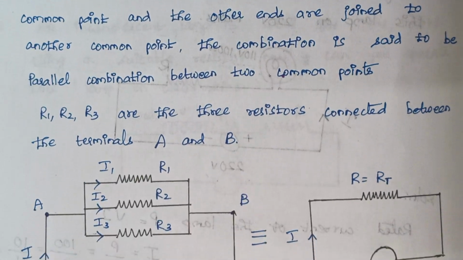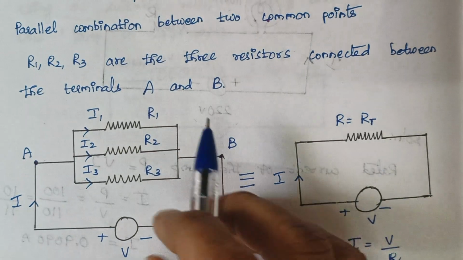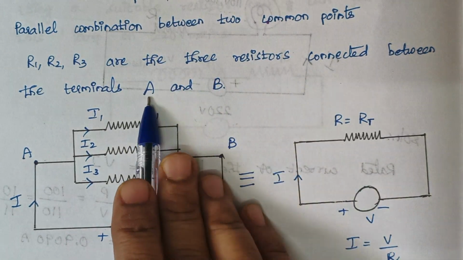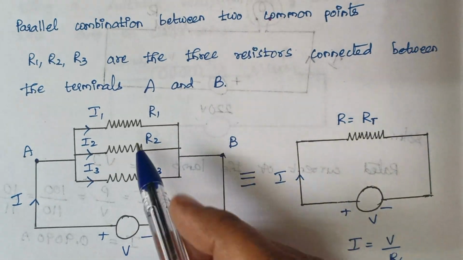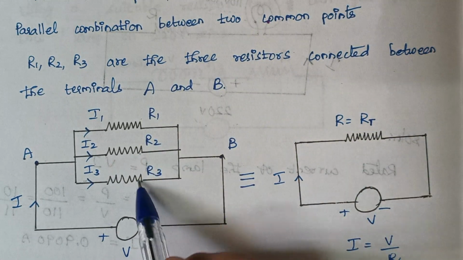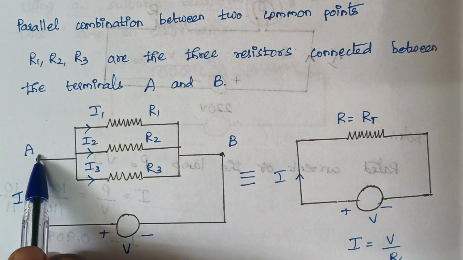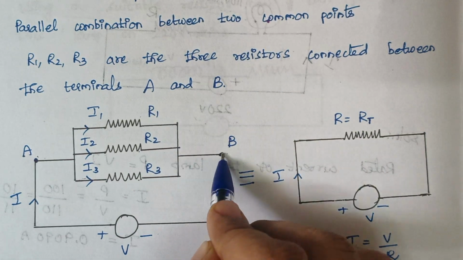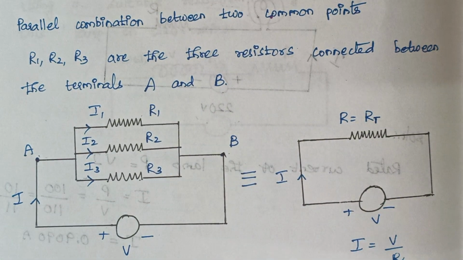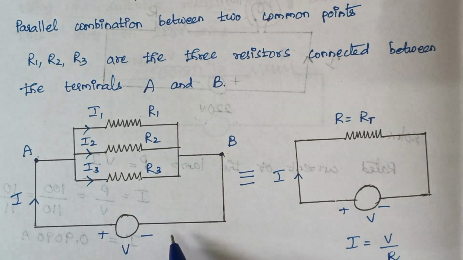So here we are considering three resistors, you see, R1, R2, R3, and they are connected between the terminals A and B, right? So when you look at this diagram, these are all the resistors. One end of the resistors is connected to point A and the other end of the resistors is connected to point B, right? This type of connection is known as parallel connection, right?